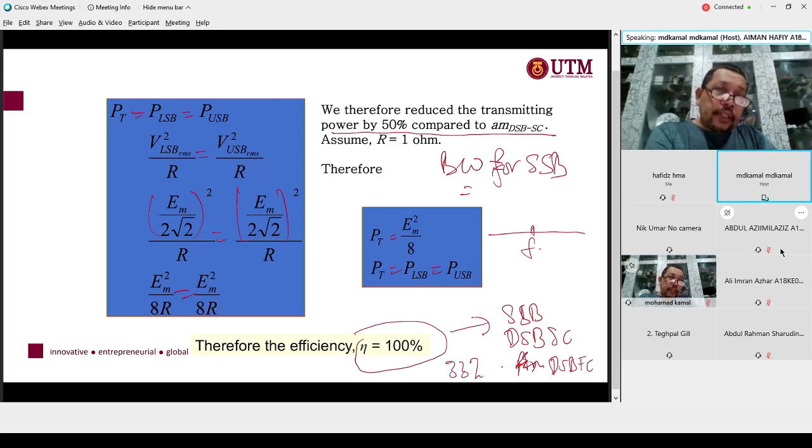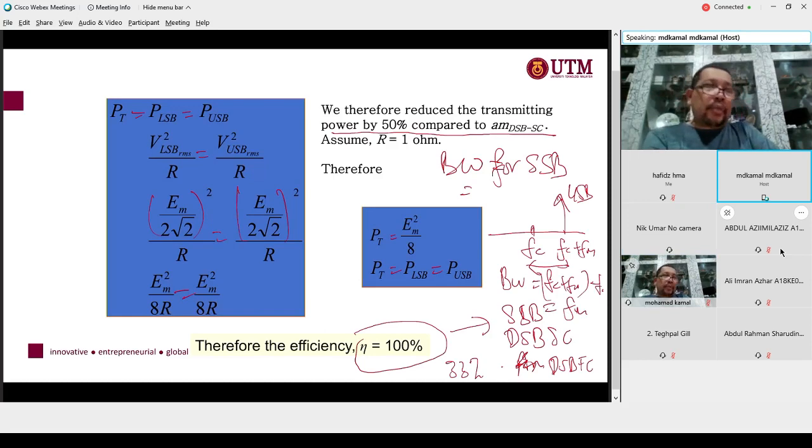So this is your FC, isn't it? Okay, so this is your upper sideband, for example. What is it? FC plus FM. So the bandwidth actually is equal to FC plus FM minus FC. So it's equal to FM, or F max for the complex frequency.